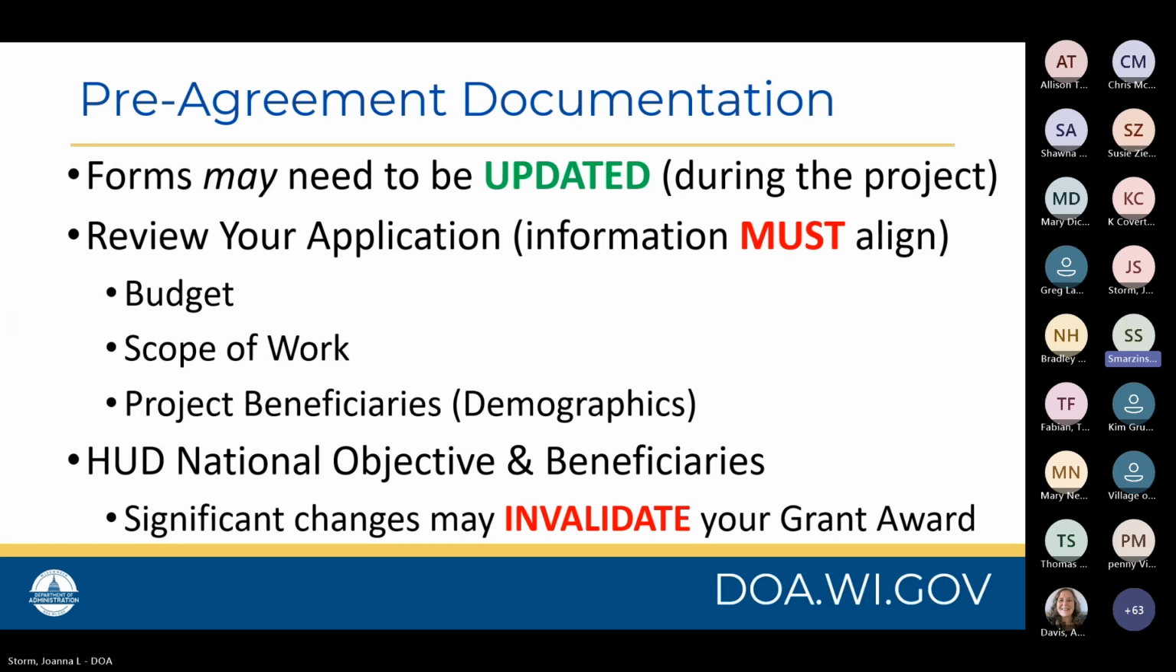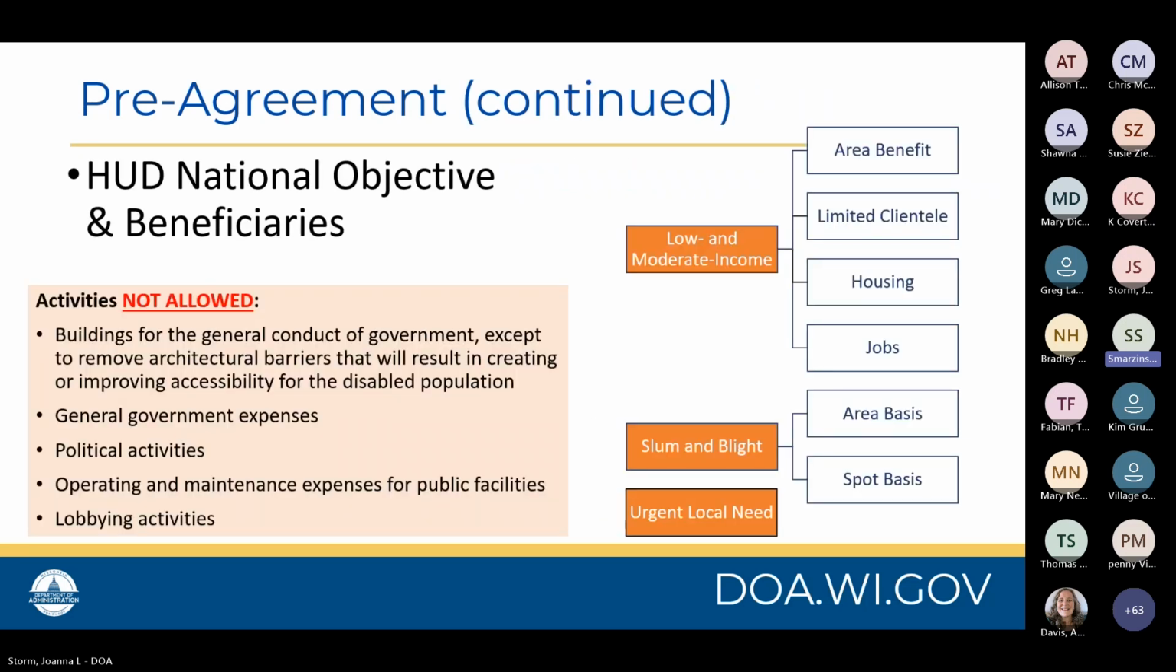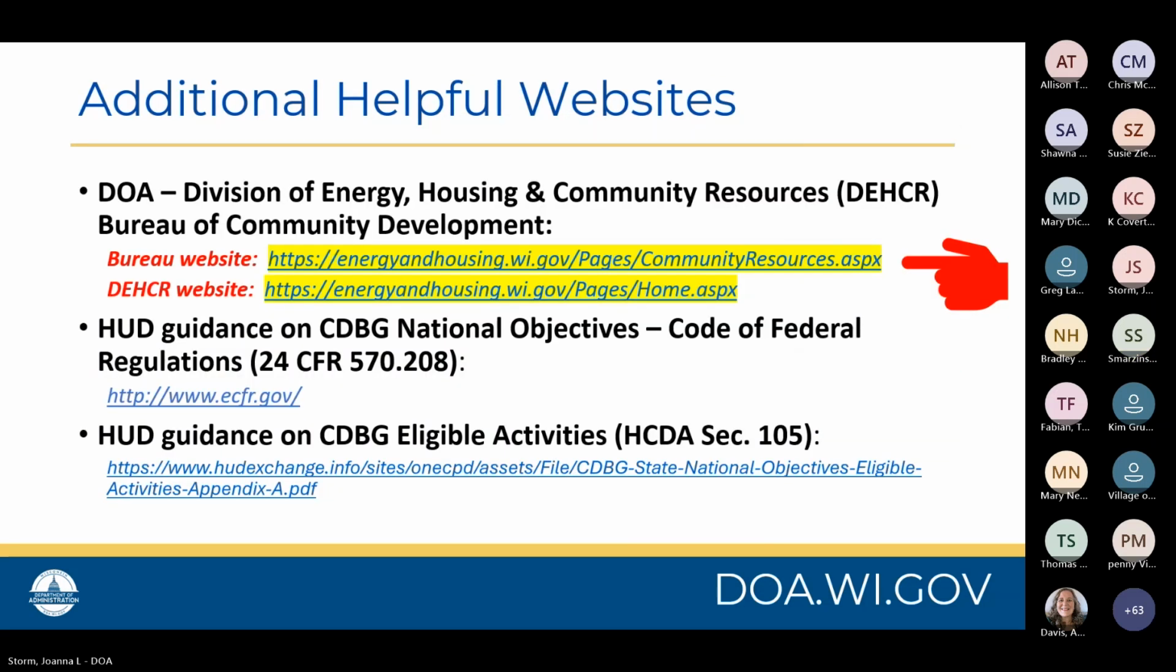Regarding the HUD National Objective and project beneficiaries, significant unapproved changes to your project will invalidate your award, potentially triggering a loss of the CDBG funds. Do not attempt to change or combine the national objective associated with your grant award. As a reminder, several activities are prohibited in conjunction with using CDBG dollars. For additional information, please refer to the websites listed on the next slide. These additional websites can assist you in managing your project. Please make a note of them.